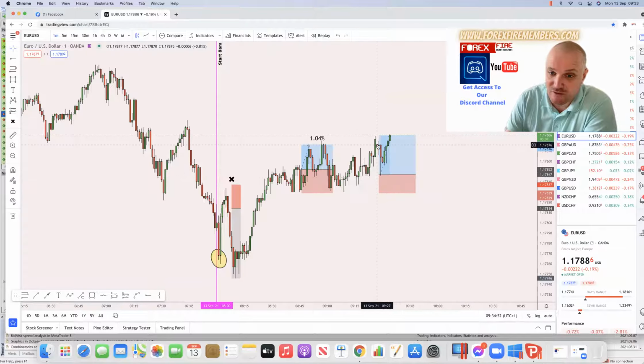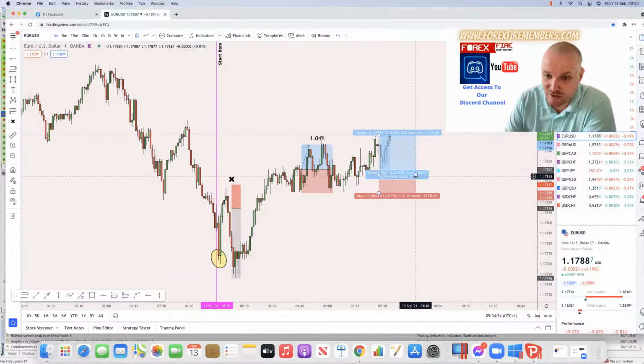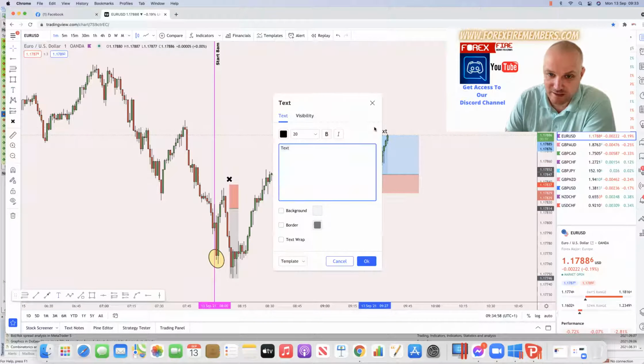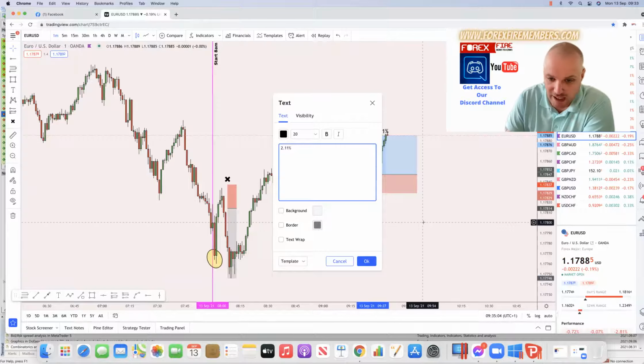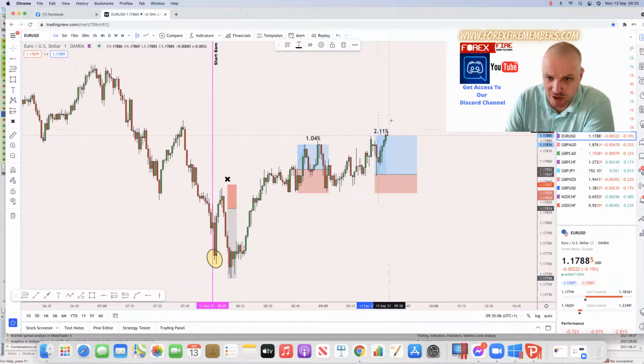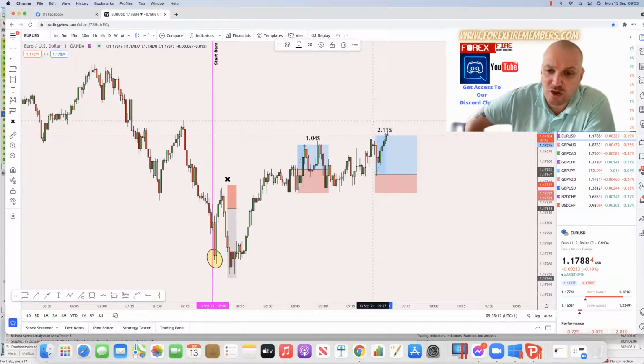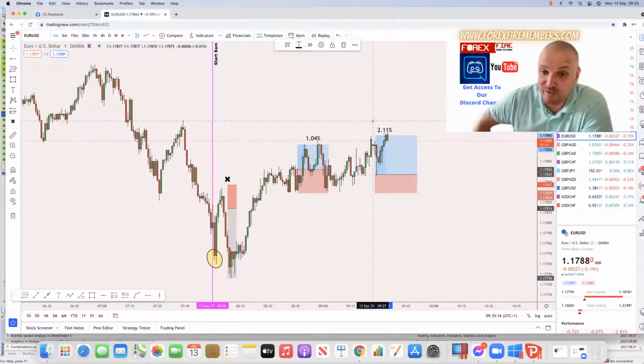You can see here we're just getting a 2%, so that's 2.11. So we're just going to document that. 2.11%. So far, guys, so far in the 1 minute charts, we've got 2.15% percentage growth, to be fair.